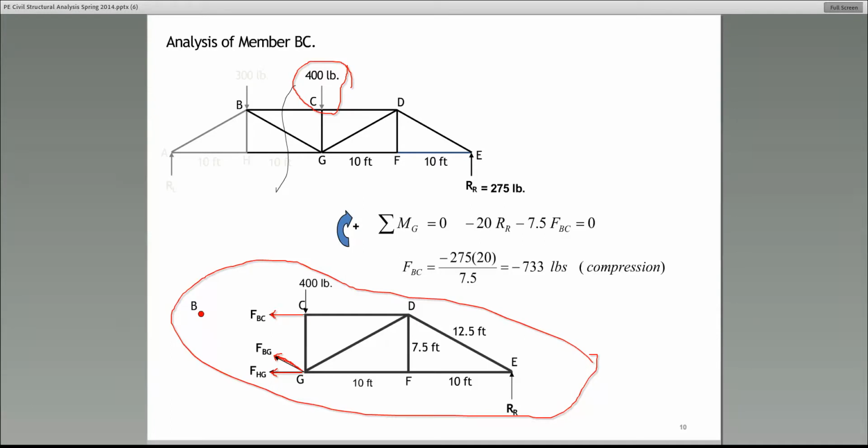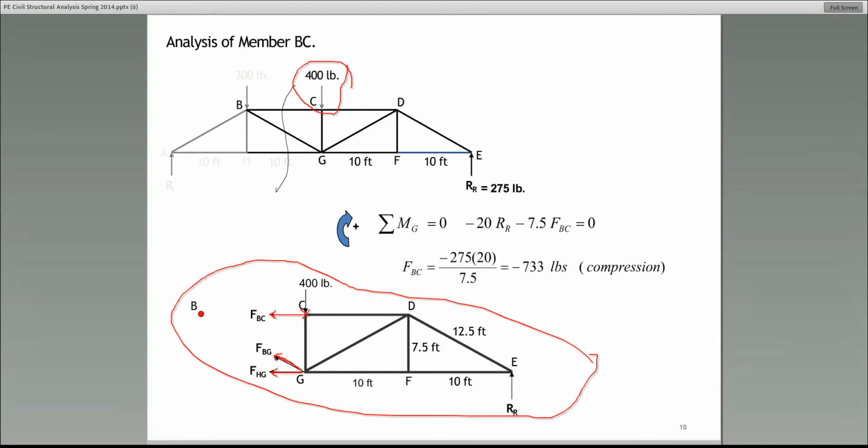What about the external loads? Well, the 400 pound, for example, is acting at the point C. So here's what you need to do. Is the point C part of this free body diagram? And the answer is yes, it is. Then you will include that force.